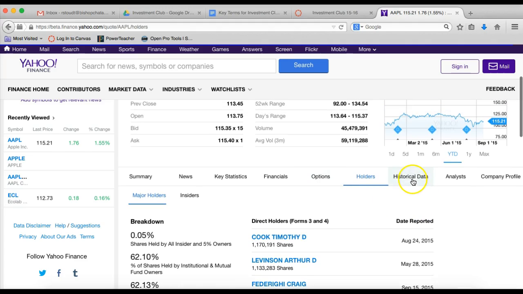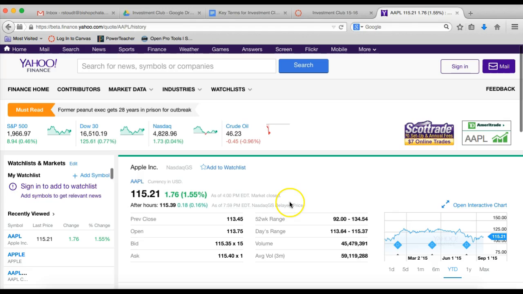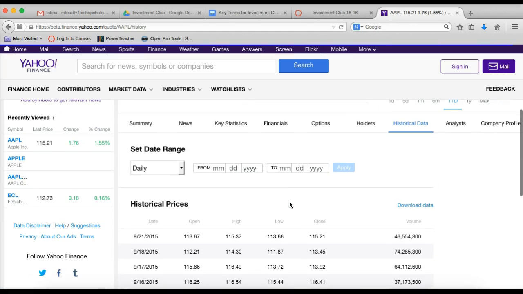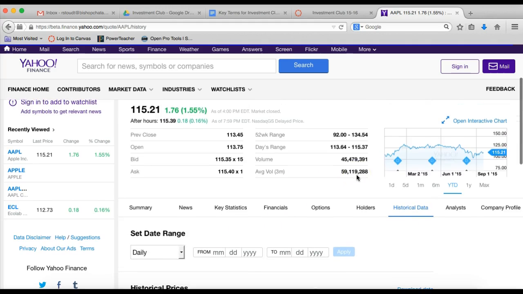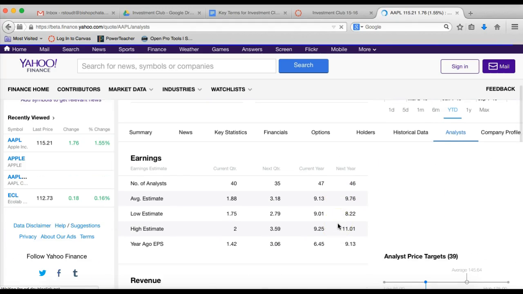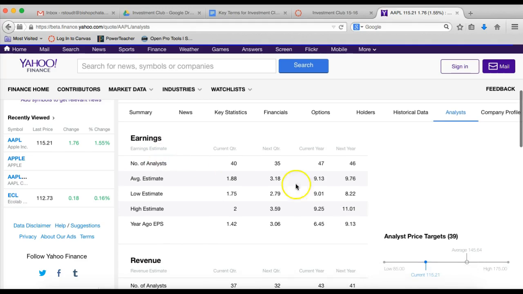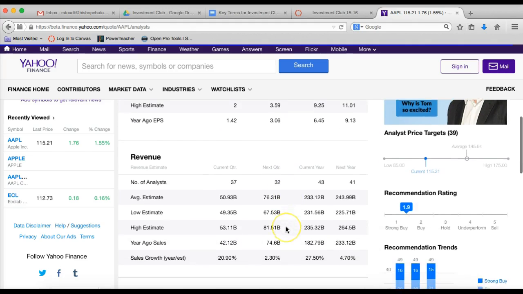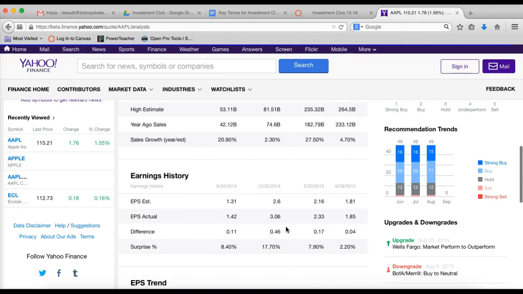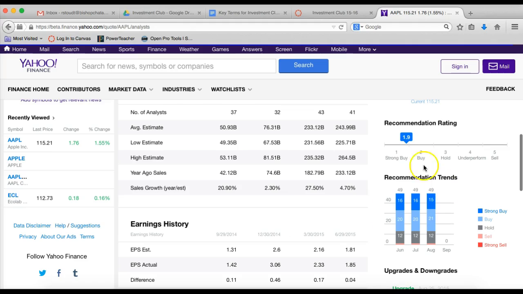Historical data, that would be if you want to look up specific dates for Apple and what the price of Apple is. So you can put in the dates and look at that. I already showed you the chart, so you can look on there as well. Analysts, this will be kind of cool. This gives you information as far as what their earnings are, what their revenue is, how much they get from just money, earnings history. I would look at this though, recommendation rating on the right.